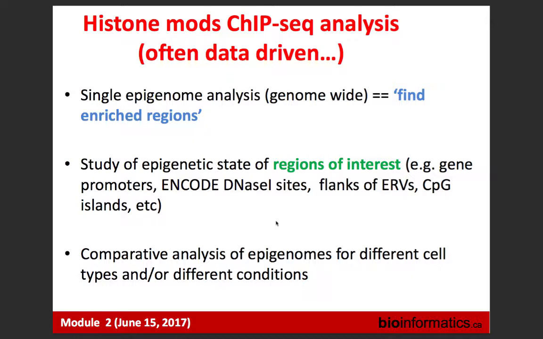The second one, we already know something. We would like to look at the regions of interest. And what could be an example of a region of interest? It could be a gene body. For example, we only would like to see whether transcription factor A binds in the first intron of all coding genes in the human genome.